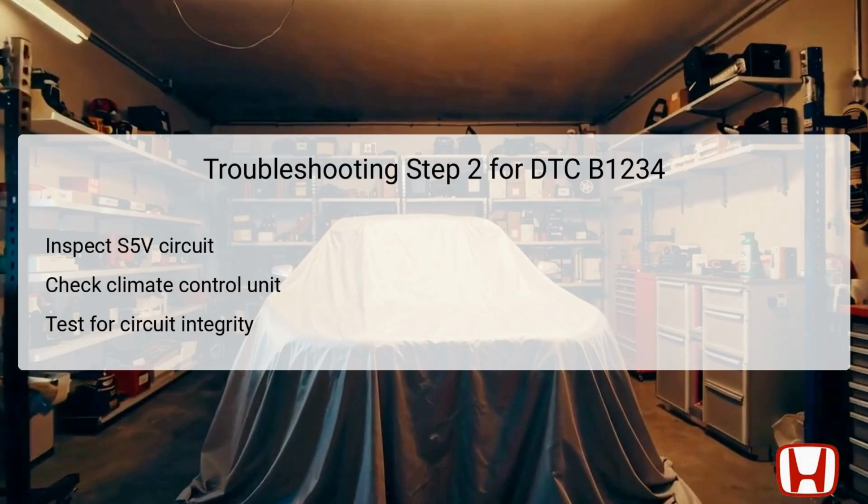In the second step of troubleshooting DTC B1234, attention shifts to the S5V circuit, which provides power to the air mix control motor. This inspection involves disconnection of both the air mix control motor and climate control unit connectors for a comprehensive analysis. Testing for an open wire requires verifying that resistance in the S5V circuit is less than 1 ohm when the ignition is off. If the measurements indicate resistance exceeding this threshold, it signals an issue within the wiring, necessitating repairs.